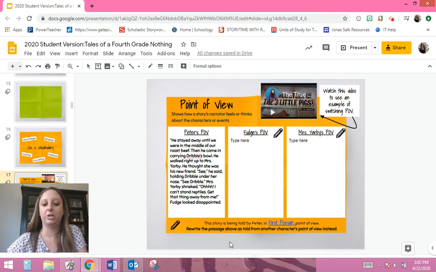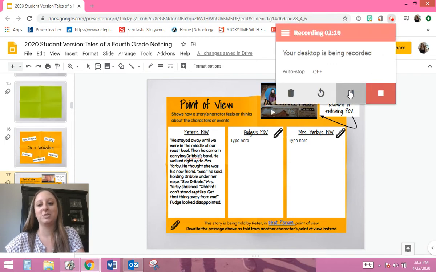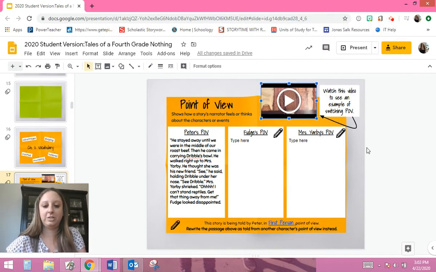Then what you're going to do here is you're going to read the story, how it was given to you in Peter's point of view. Then you're going to retype a version of the story in Fudge's point of view, so just this section of it. Then you're going to retype it in Mrs. Yarby's point of view. So you're going to type it as if you were Mrs. Yarby. You're going to retype it as if you were Fudge. Okay, so that's what you're going to do. So that's the first thing you're going to be doing.